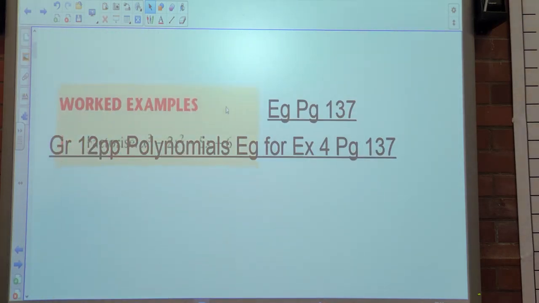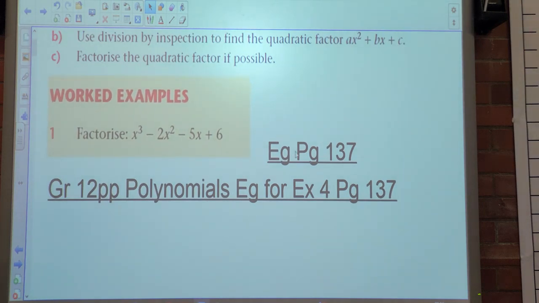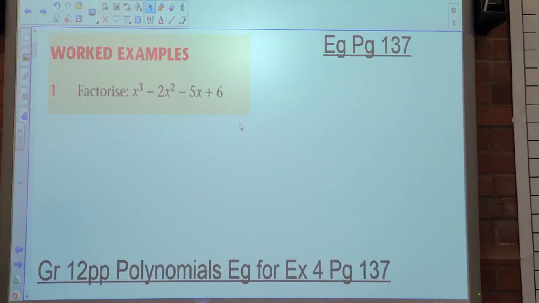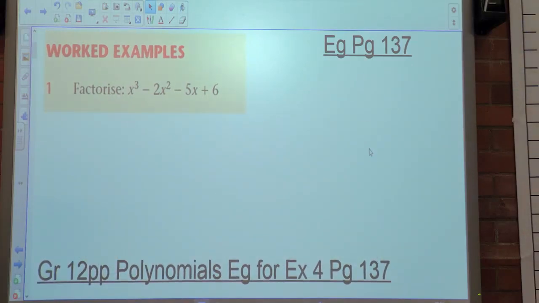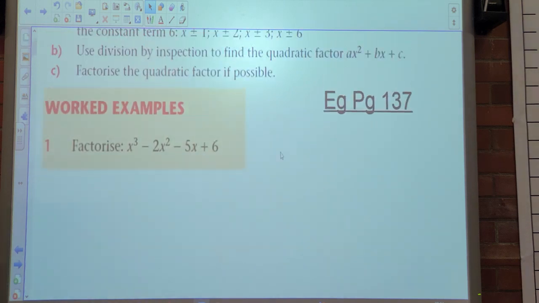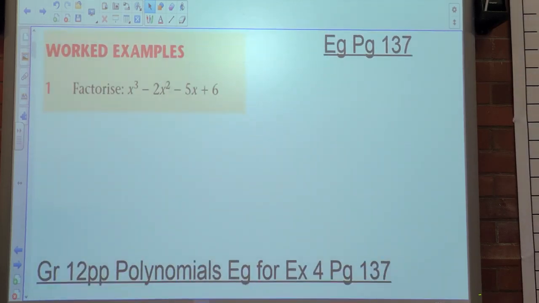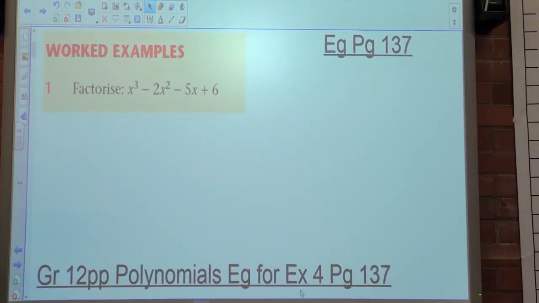So let's look at that worked example. The question says factorize x cubed minus 2x squared minus 5x plus 6. So what was the first step we had to do? Test for a linear factor using the factor theorem. Okay? Test for a linear factor. So how do we do that?